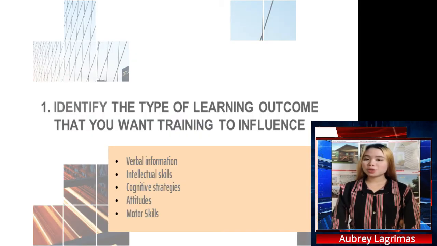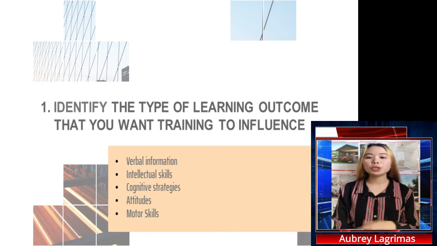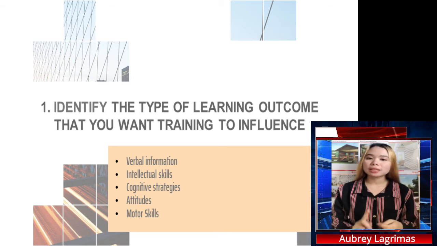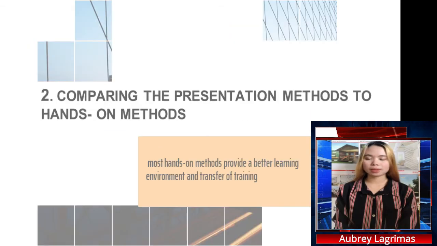The first step in choosing a training method is to identify the type of learning outcome that you want the training to influence. These outcomes include verbal information, intellectual skills, cognitive strategies, attitudes, motor skills, or some combination. Training methods may influence one or several learning outcomes.